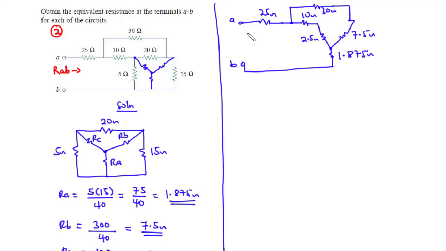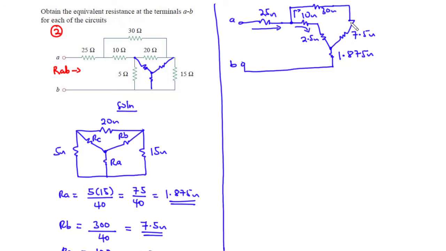Now let's assume that we have current moving in this direction through the 25 ohms resistor. Now at this point, the current is going to divide. So we have part of the current flowing through the 10 ohms resistor, and that same current will flow through the 2.5 ohms resistor. Also, the current that leaves this junction in this direction will flow through the 30 ohms resistor, and then also through the 7.5 ohms resistor.